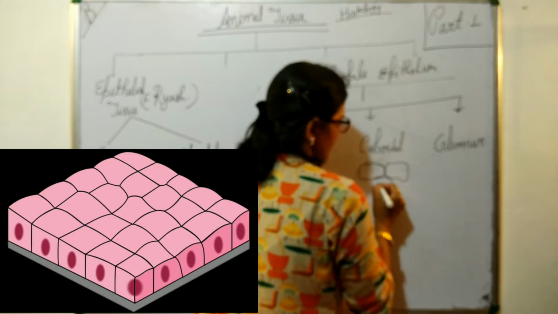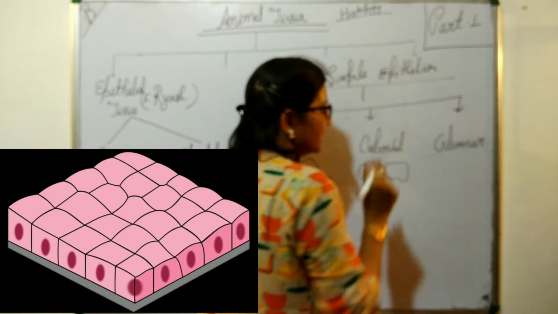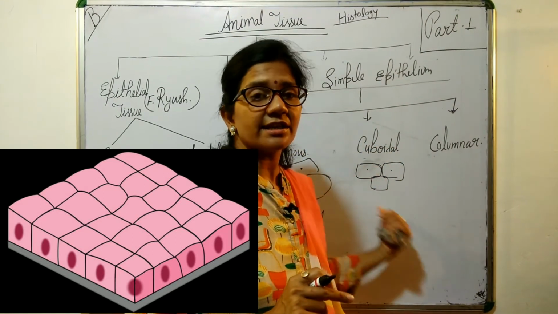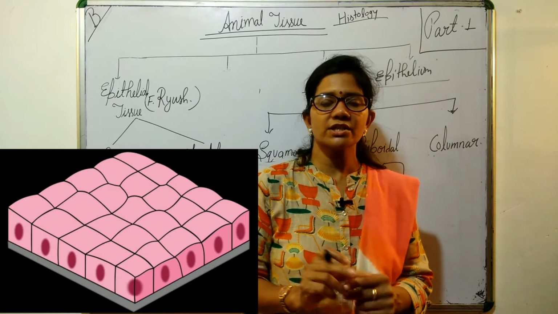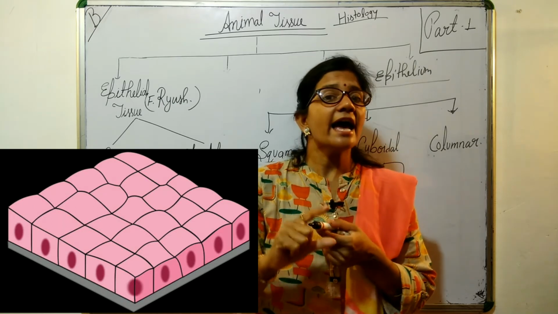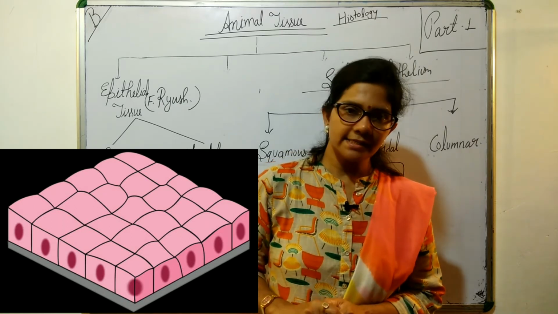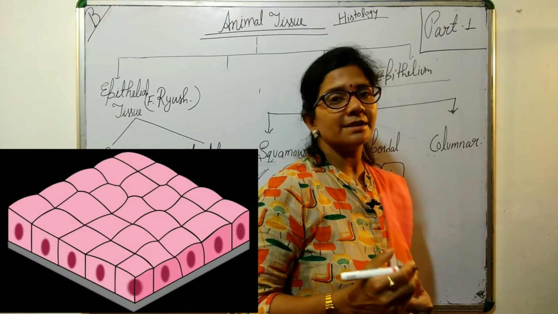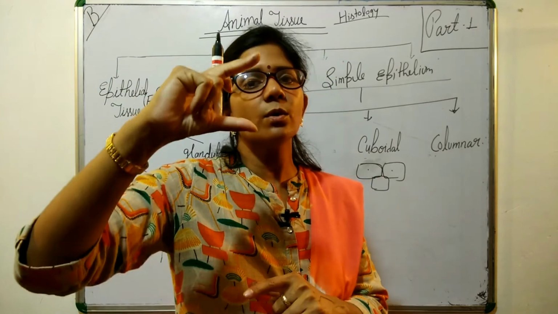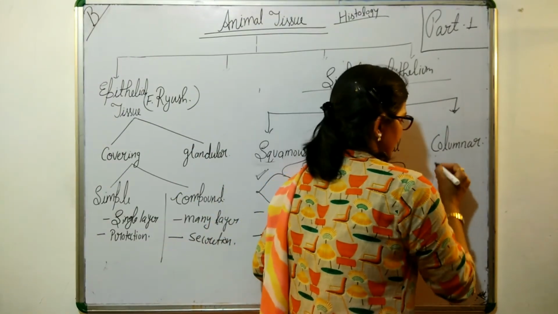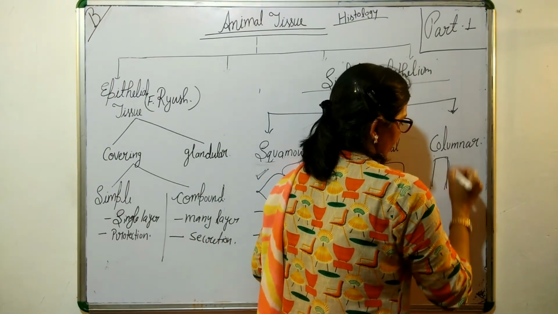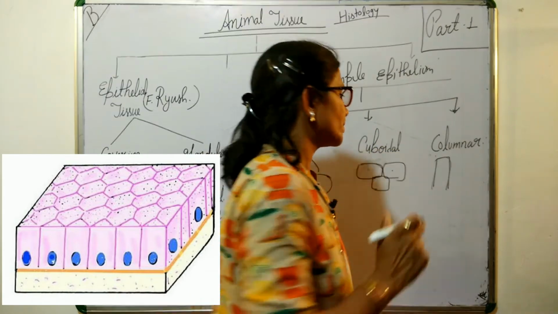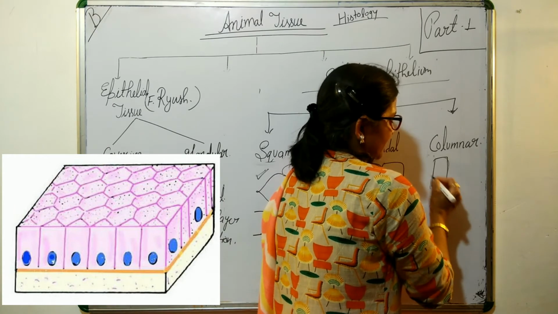Clear? The structure is like this. It is not a two-dimensional structure, but a three-dimensional structure. So it is a cube-like structure having the nucleus at the center. Then the third, columnar epithelium, in which the height is more than the breadth. Here the structure is this, in this way.